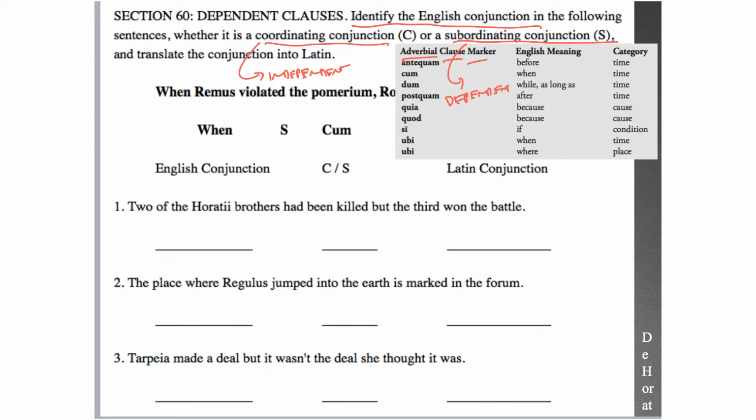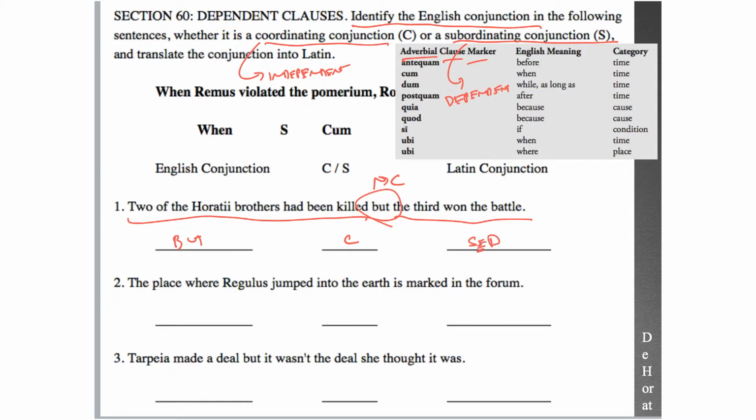So if we look at number 1, 2 of the Horatii brothers have been killed, but the third won the battle. So obviously we have a clause here, and we have a clause here, and then this is our conjunction. And the important thing to note is that if these were two separate sentences, they would work fine. All right? So 2 of the Horatii brothers had been killed, period. That's a sentence. That makes sense. The third won the battle, period. That's a sentence. That makes sense. So that means that this, but, is a coordinate conjunction. All right? So in other words, the way this exercise works, but is the conjunction, it's a coordinating conjunction, and the Latin is sed.